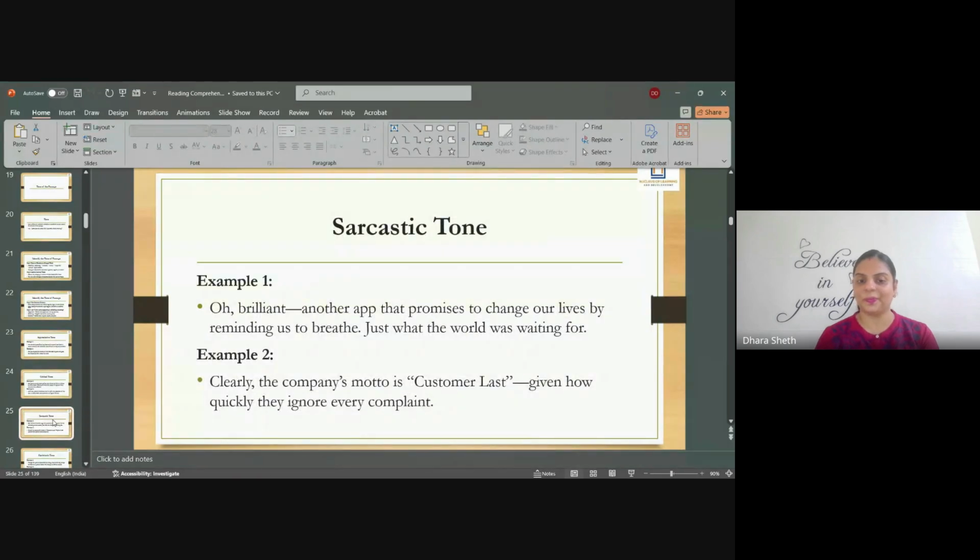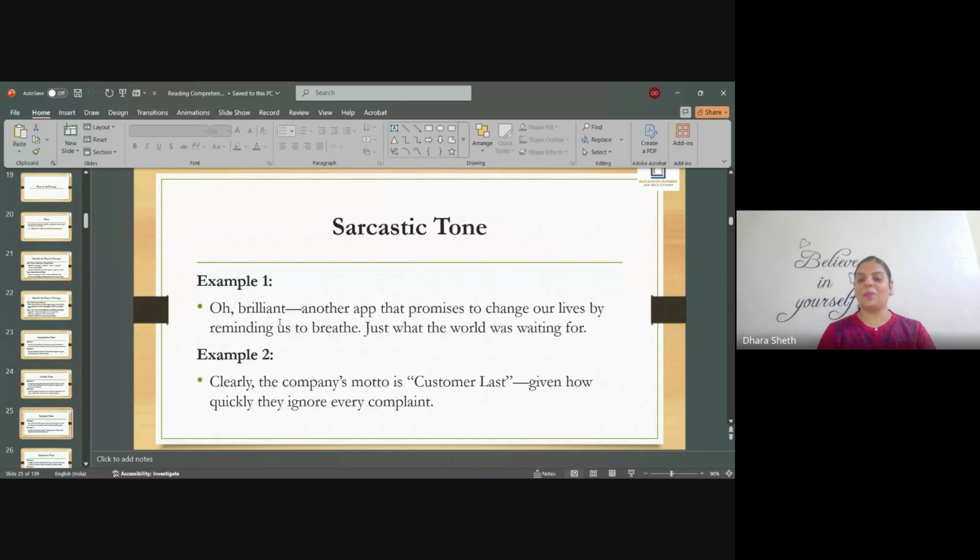Sarcasm. When the author is taunting something, okay? Oh, brilliant. But what he's going to say is not something that is brilliant. What he believes in is this is pathetic. But the word used here is, oh, brilliant.